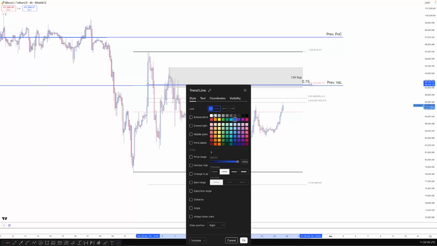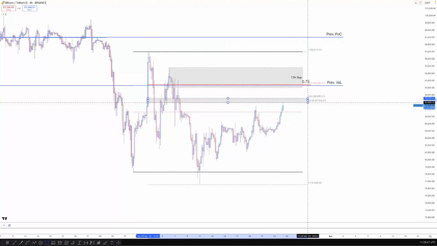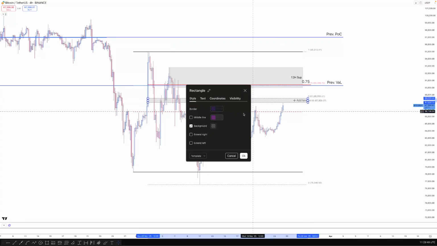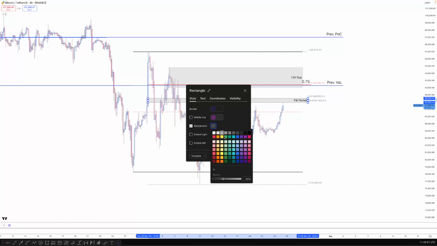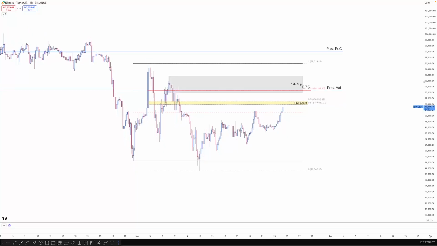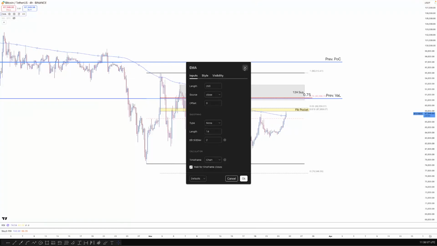We make it in red so we can see it. Then another level of interest is this pocket here, and I will make it yellow just to mark the level further. This level also has a confluence with the 4 hour EMA, if I'm not wrong, yes.